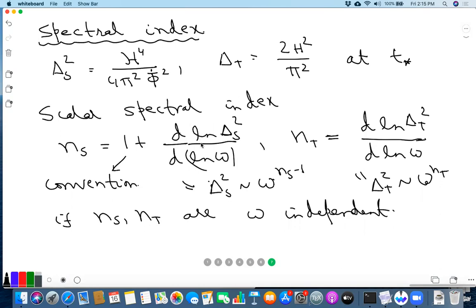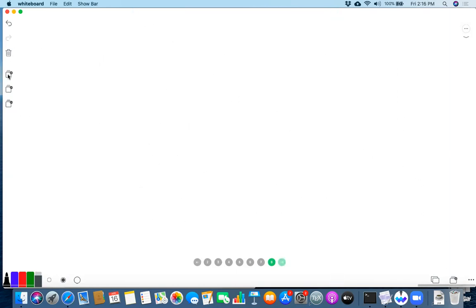Okay. So the way to calculate this will be that we first convert this omega to time, because omega determines the time of horizon crossing, and then we'll figure out how these quantities depend on the time. So recall the equation determining horizon crossing.